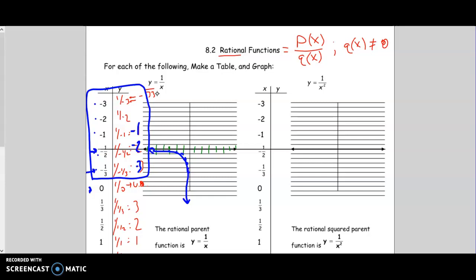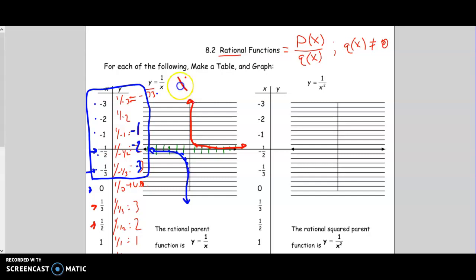On the other side, you're going to have similar behaviors. X is 1/3, the y is 3, x is 1/2, the y is 2, x is 1, x is 2, you get 1/2, 1/3, 1/4, 1/5. So it gets closer and closer to 0. The y coordinate does as x gets larger. As x gets closer to 0, the y coordinate gets larger and it goes this way. All right, so that's the graph of 1 over x.